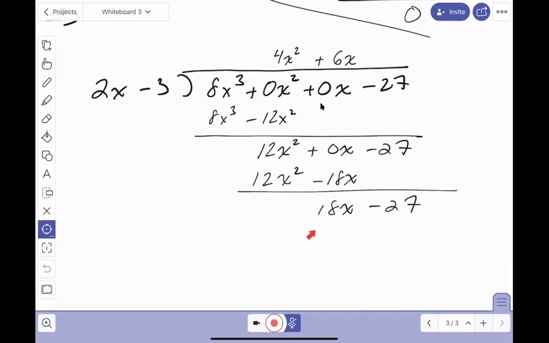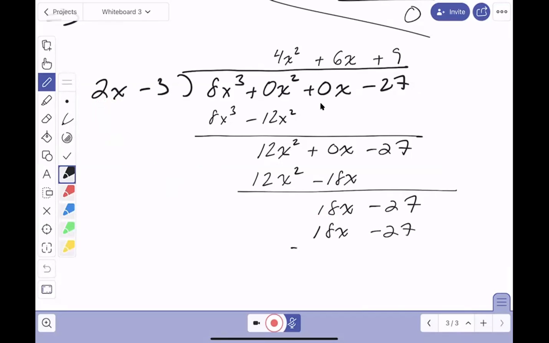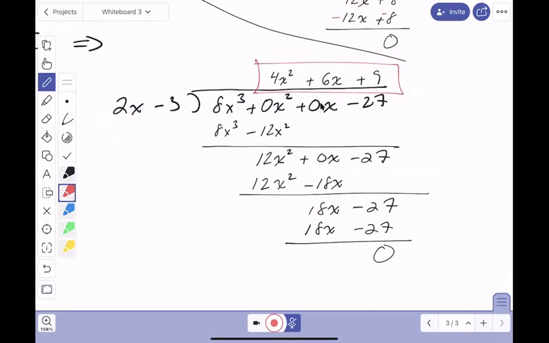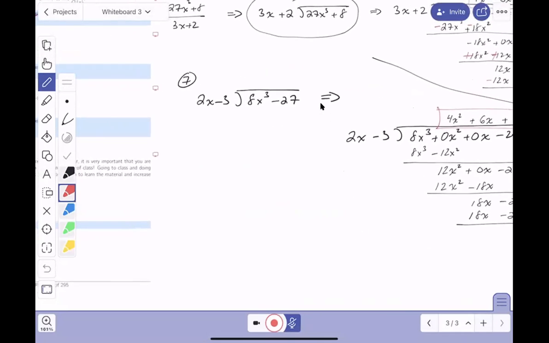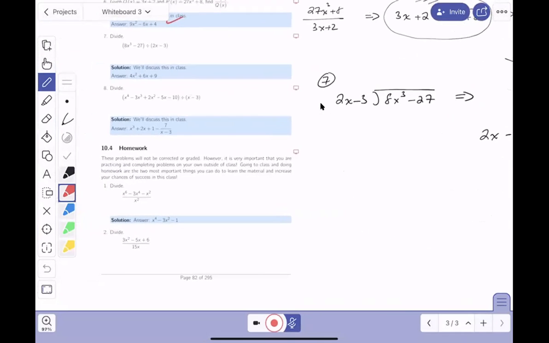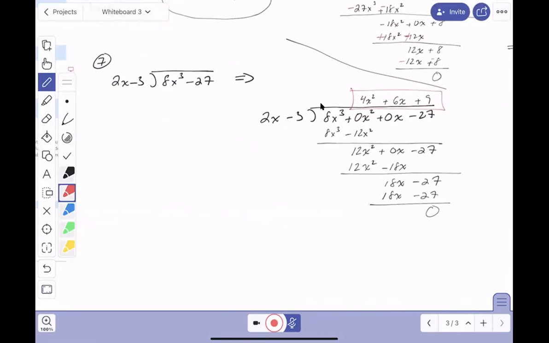What am I doing now? What times this would match this identically? Plus 9. Let's write that down. 18x minus 27. You subtract, you get 0. So I'm going to claim this is the answer over here. Let's look at the key, though. I'm not going to check that by hand. 4x squared plus 6x plus 9, right? Wow. Again, 4x squared plus 6x plus 9.